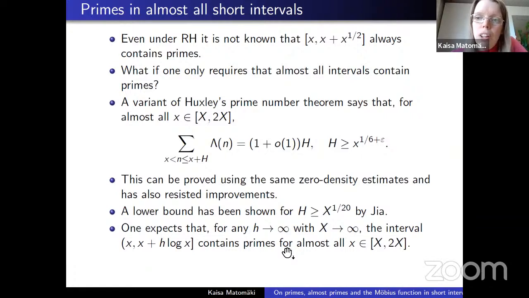So the density of primes is 1/log x. So if we look at intervals of length, say, log x over 2, we don't expect them to contain primes always, perhaps half of the time, or even almost always. But it's expected, and probabilistic models confirm that it's a reasonable expectation, that if we look at intervals of length h log x, then they contain primes for almost all x.